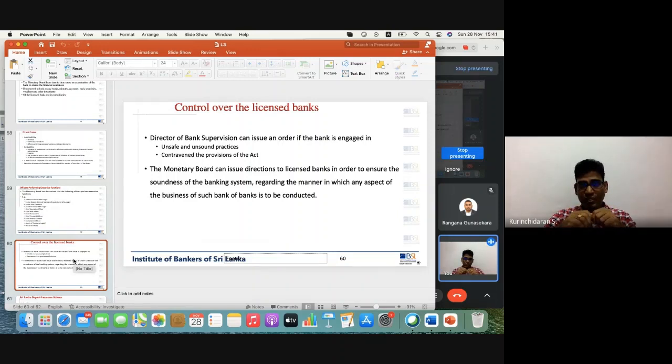The bank supervision director can think, okay, this bank is doing unsafe and unsound practices. Of course, they can issue an order, and the monetary board can issue directions to safeguard the banking system, right? So anything can be brought under that. In my personal view, if the central bank thinks that any other activities undermine the soundness of the bank, yes, of course, they can direct the banks.